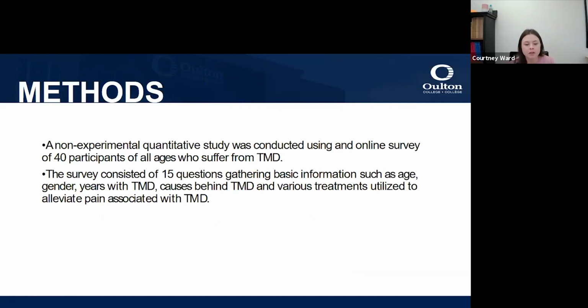In order to gather a little bit more information and to help us answer this research question that Taylor had just said, we used a non-experimental quantitative study in the form of an online survey. We had 40 participants of varying ages and gender, and they all suffered from TMD. The survey consisted of 15 questions which gathered basic information, everywhere from age, gender, how many years they've suffered with TMD, their causes associated, and also what treatments they have tried and what ones they have found worked best to help alleviate their pain with the TMD.